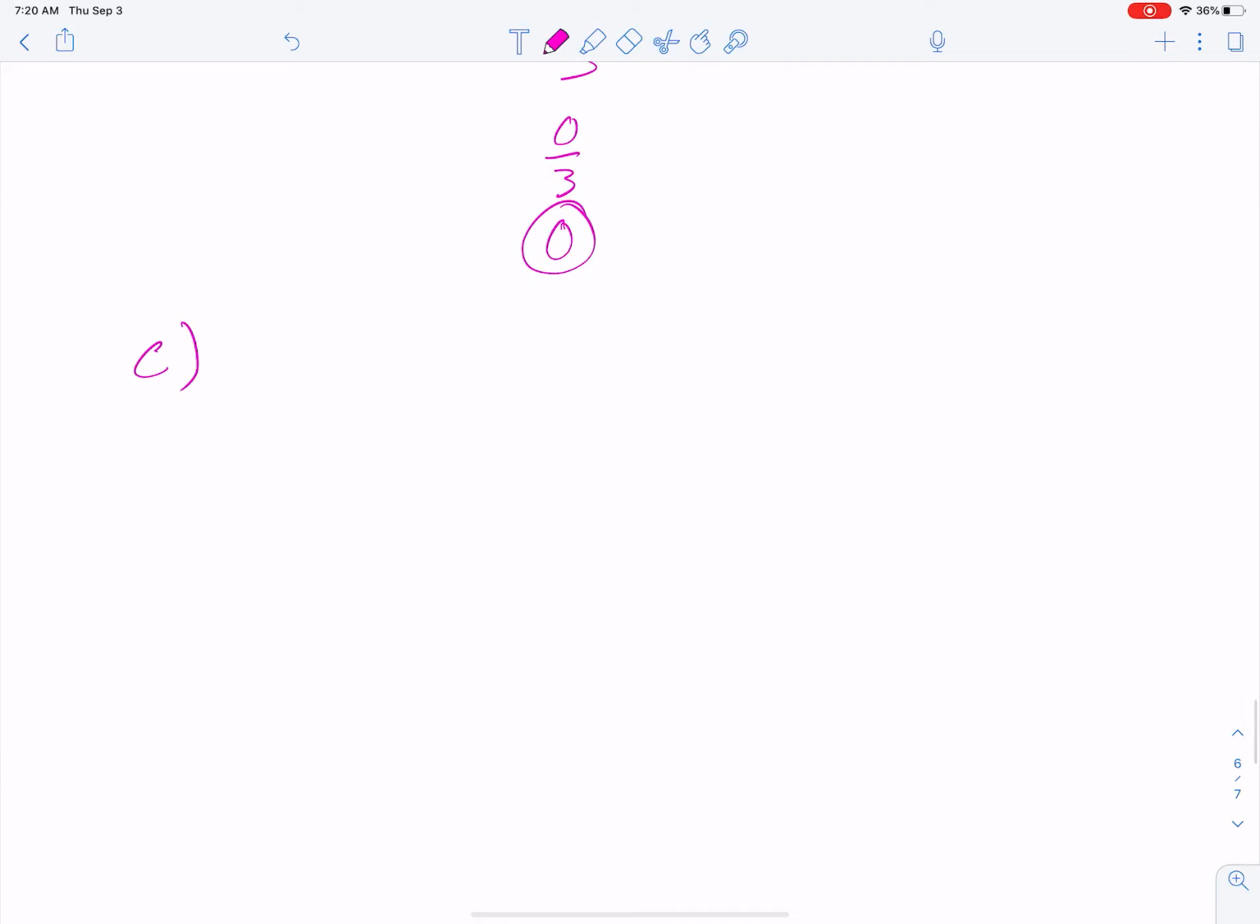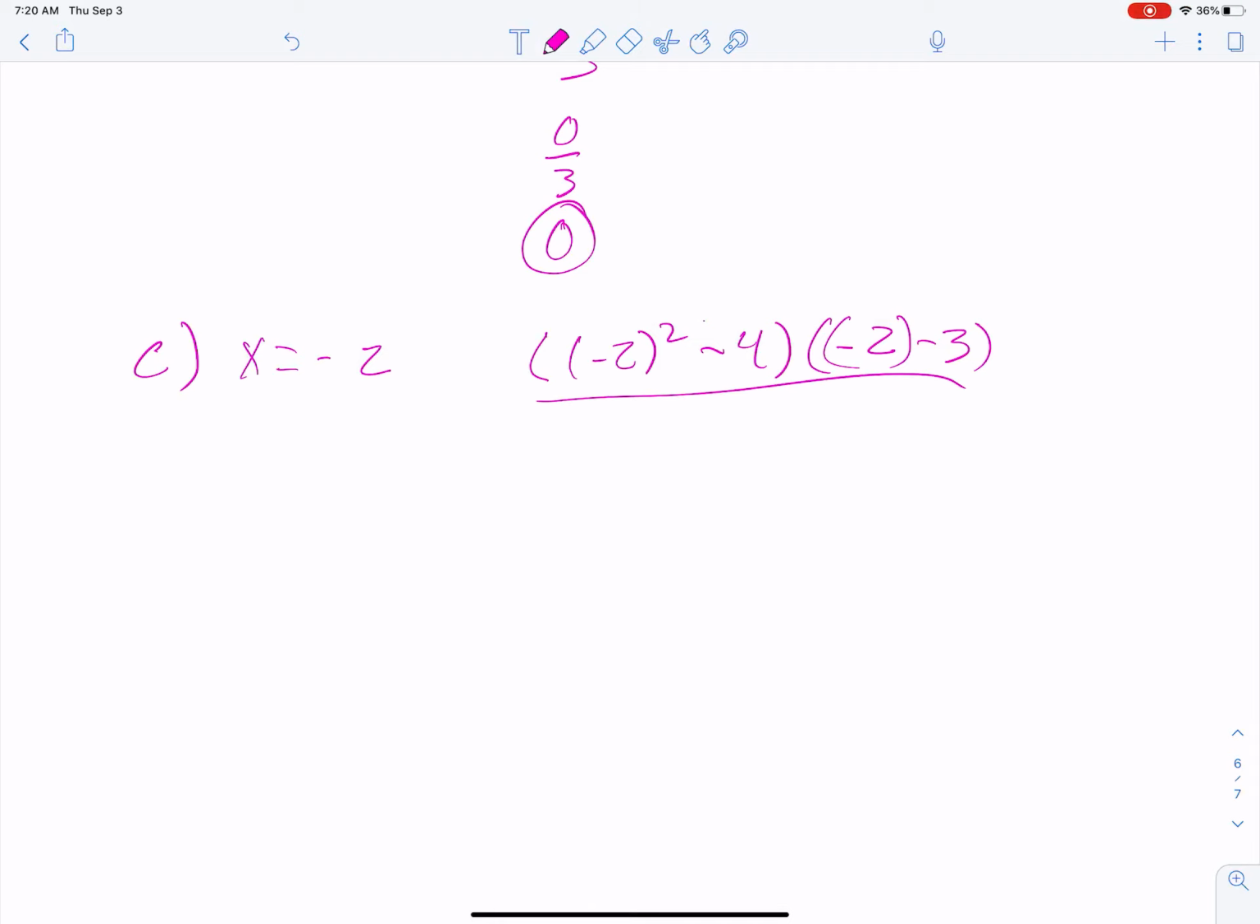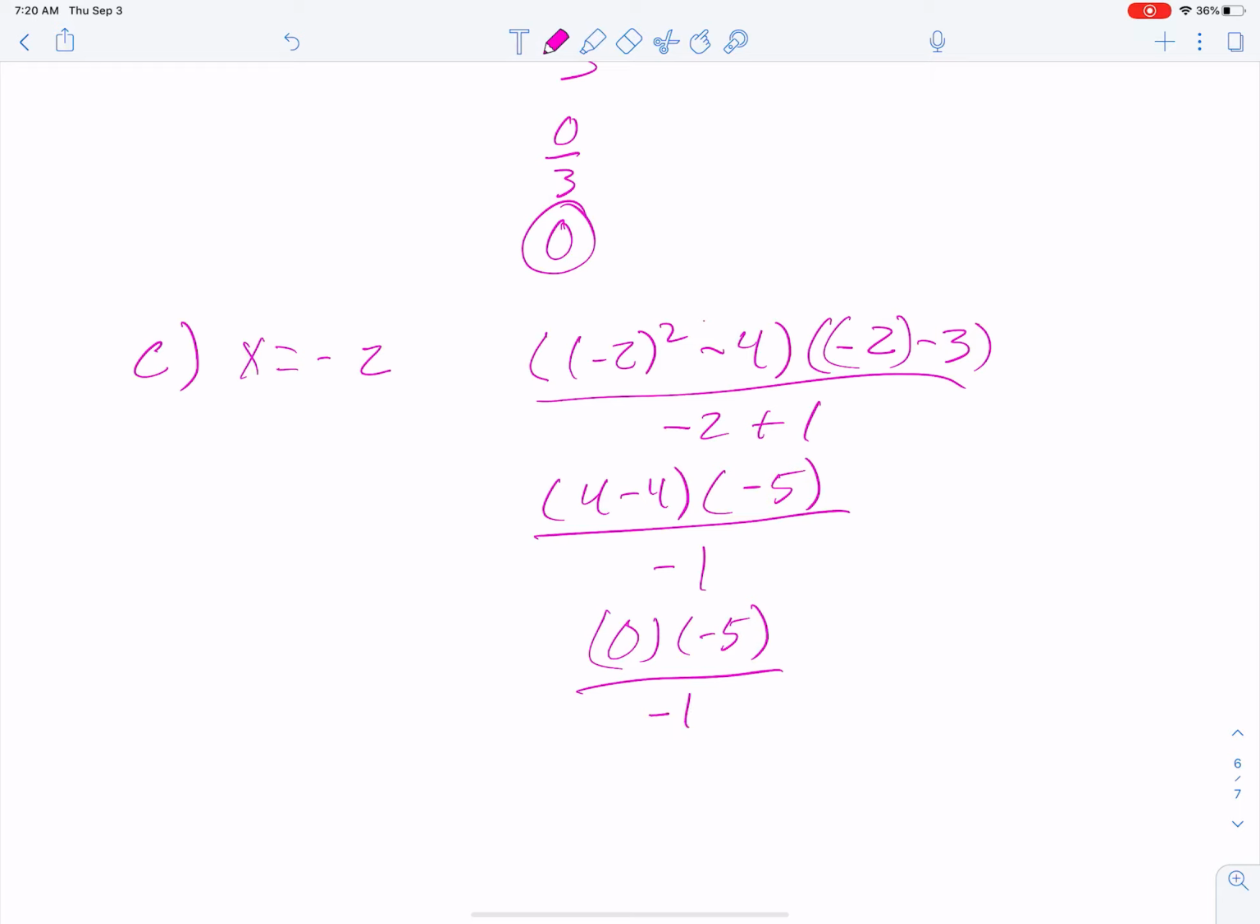And so finally part C, x is equal to -2. Now is when having these parentheses on what we're substituting in is vital. So I substitute in my -2. All right, so -2 squared is 4. -2 minus 3 is -5. -2 plus 1 is -1. 4 minus 4 is 0. 0 times -5 is 0. And 0 divided by -1 is 0.